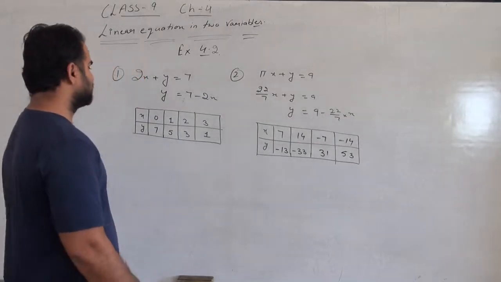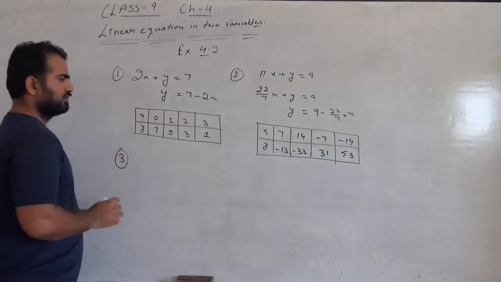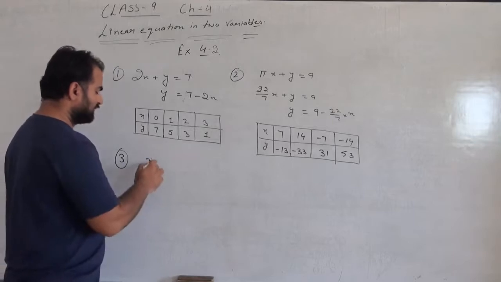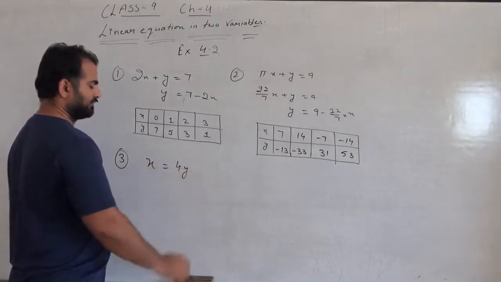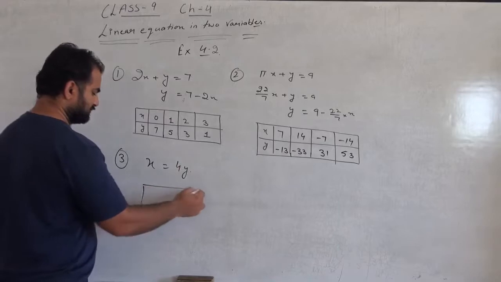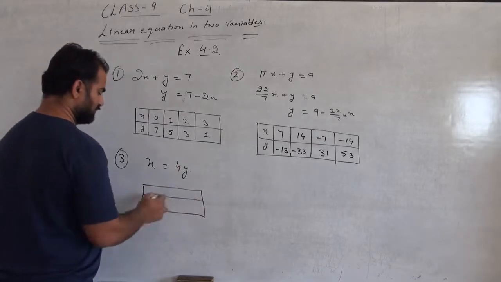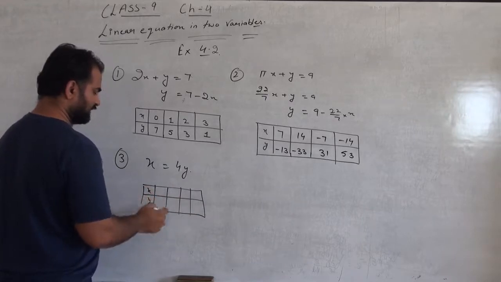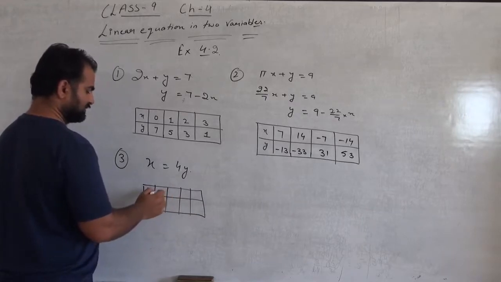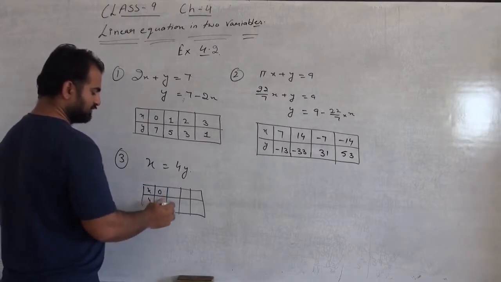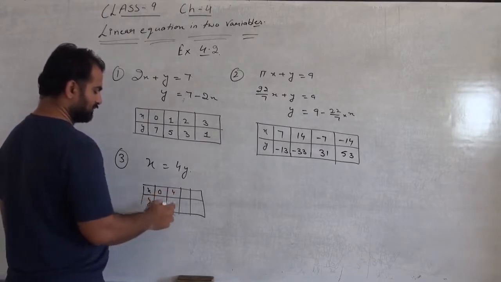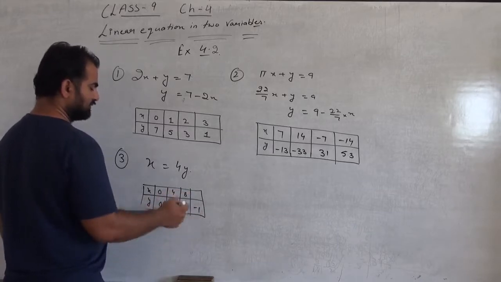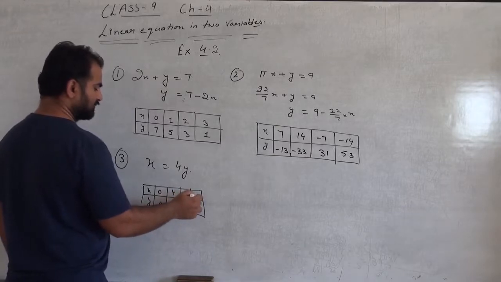Okay, so question number third is x equals to 4y. So x and y. Let y equals to 0, then x is also equals to 0. Y equals to 1, x will be 4. Y equals to 2, x will be 8. Y equals to minus 1, then x will be minus 4.